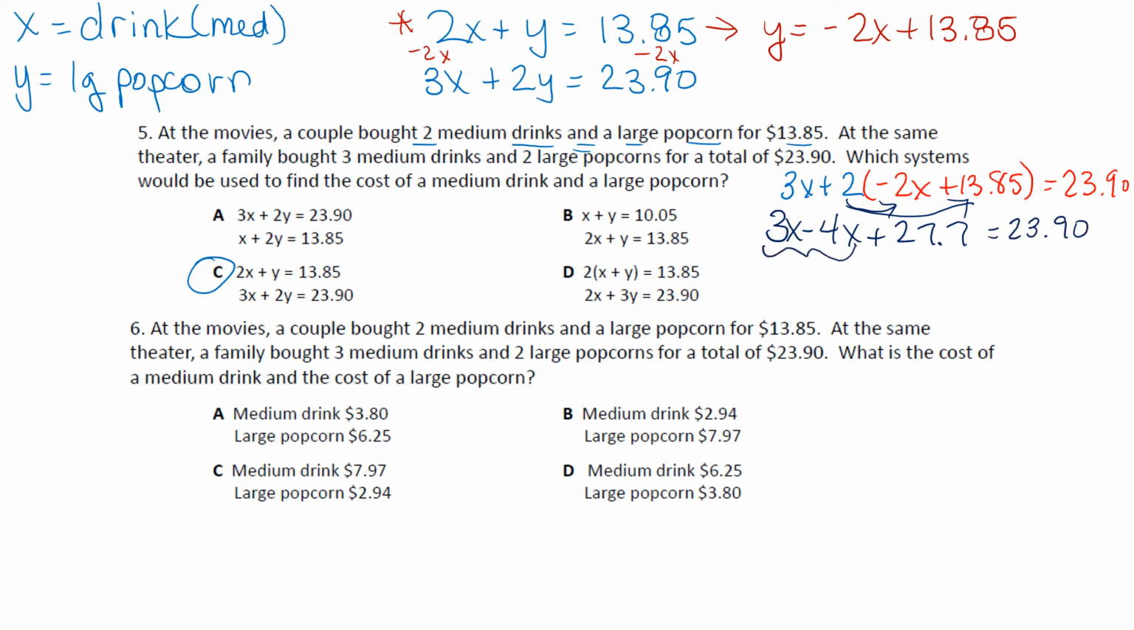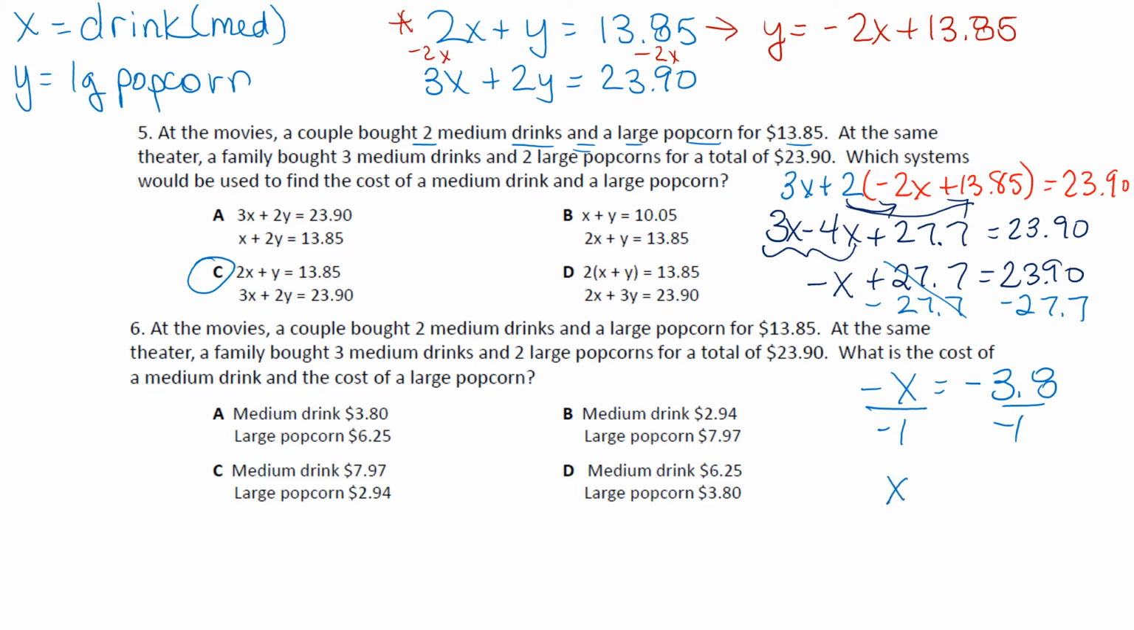We're going to combine like terms, and that's going to leave me a negative x plus 27.7 equals 23.90. I need to move the 27.7 to the other side of the equal sign, so I'm going to subtract 27.7 from both sides. These would cancel, leaving me with a negative x equals negative 3.8. You can't leave a negative x, so we're going to divide by negative 1, and x would be 3.8, which is the same as $3.80 since we're dealing with money.